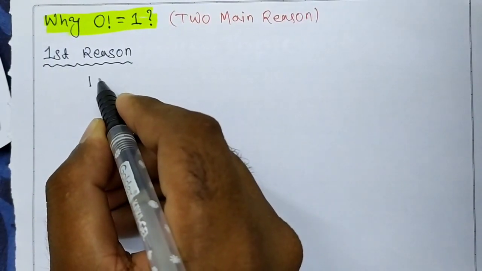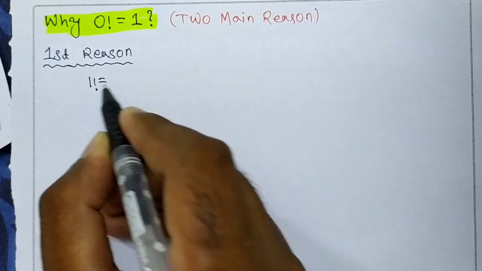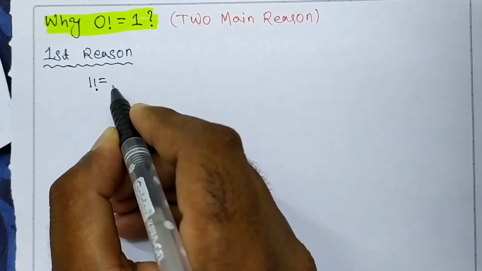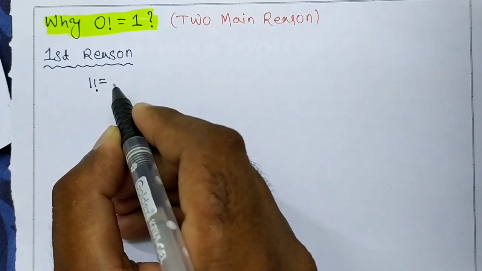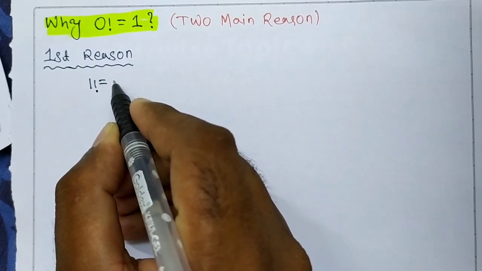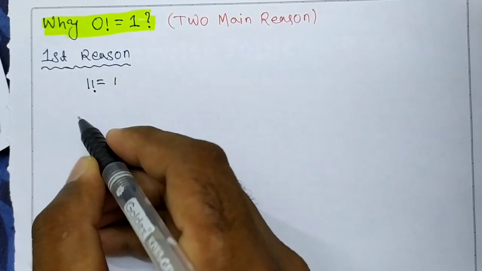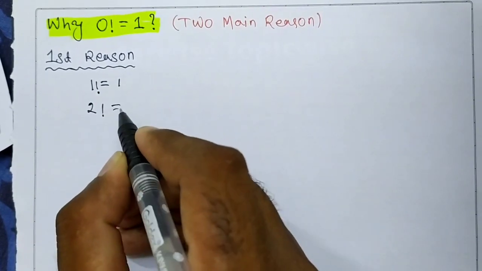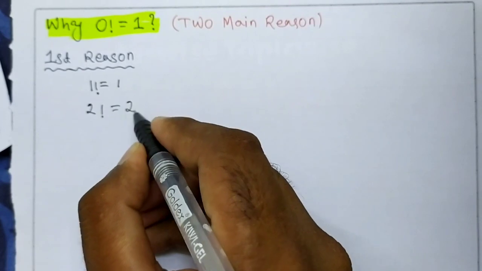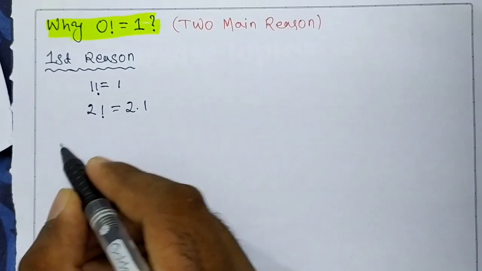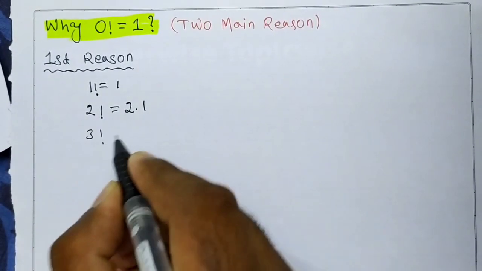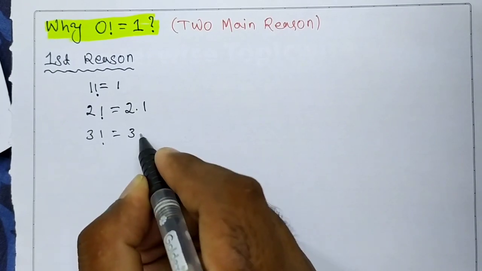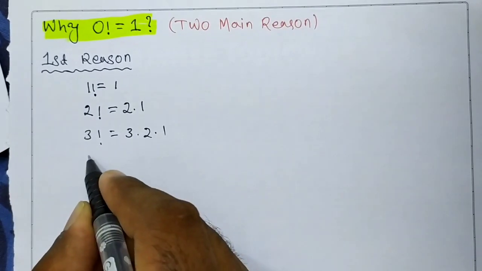You know 1 factorial is, and if you are finding 1 factorial, you have to multiply all the natural numbers which are less than or equal to 1. So it will be 1 only. 2 factorial is 2 into 1. 3 factorial is 3 into 2 into 1.